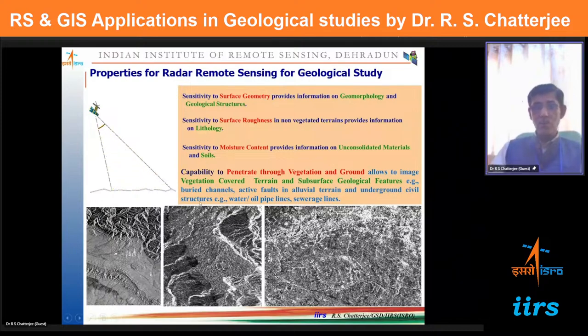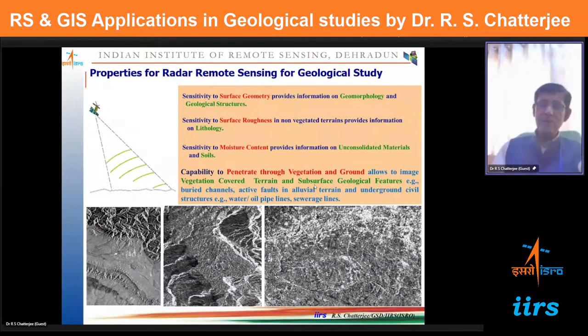And the fourth one is its capability to penetrate through vegetation and ground. Radar waves, you see here the wavelength is very long, centimeters. It may be 5 centimeter, it may be 10 centimeter, it may be 25 centimeter, or even 60 to 70 centimeter long wavelength. Because of its long wavelength, it can penetrate through vegetation and it can penetrate through ground also. So in a forested area, you can have information about the terrain, that is what the rock surface looks like. The vegetation is there in a forested area, but you can have information about the rock surface terrain.